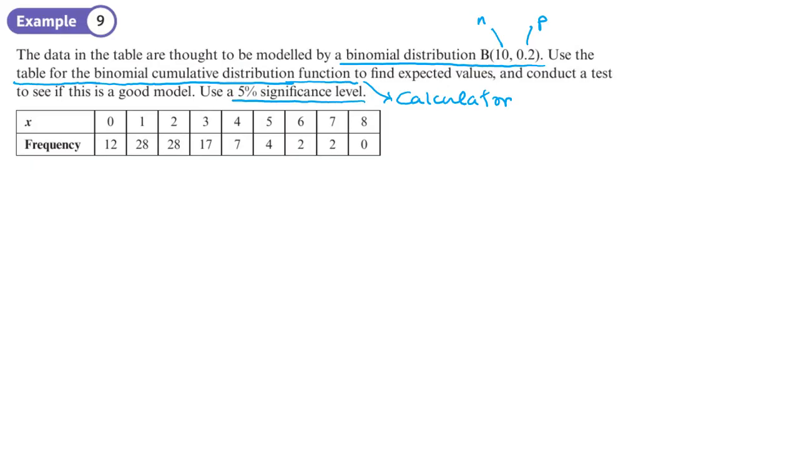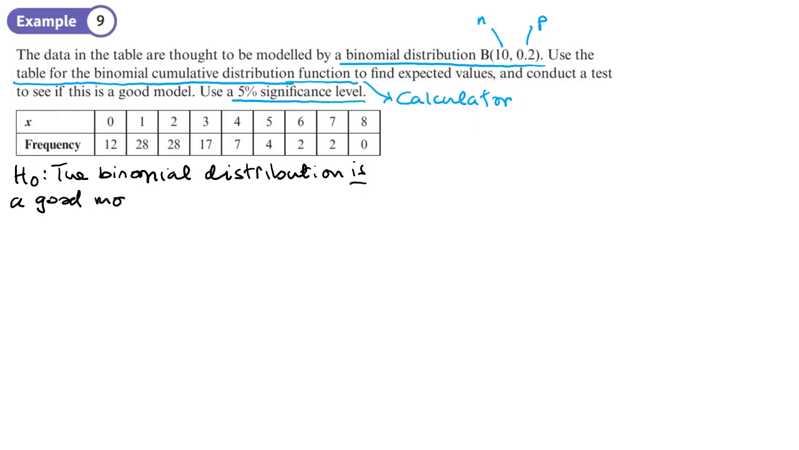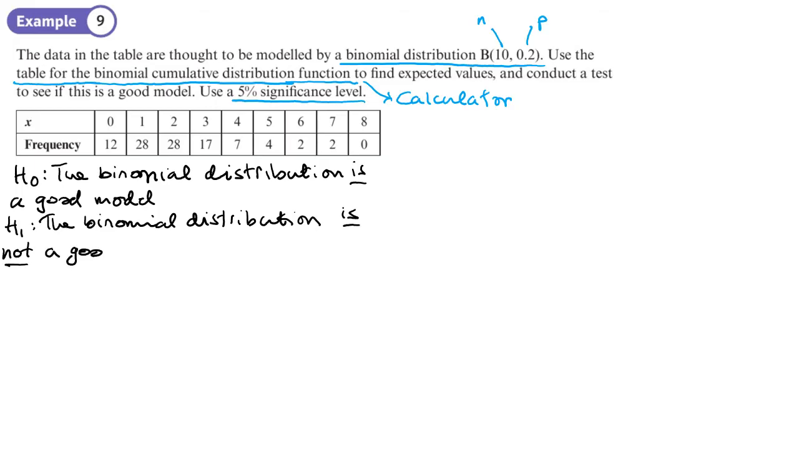So since it's a hypothesis test, H0 will be that the binomial distribution is a good model. H1, the binomial distribution is not a good model.